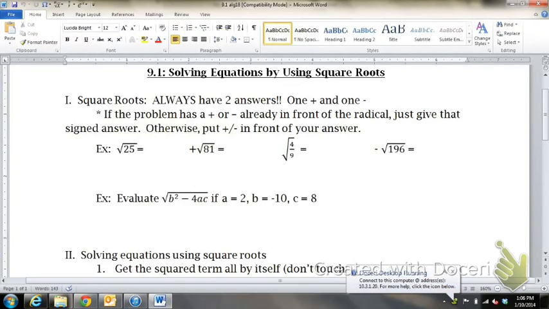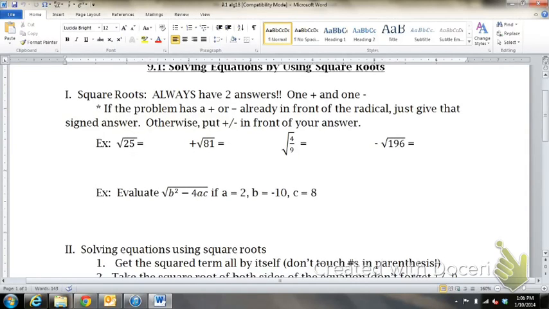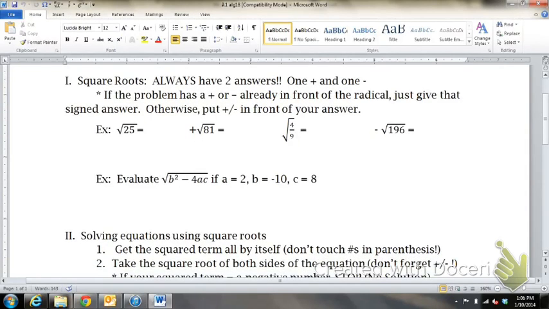In lesson 9.1, we're going to talk about square roots, and we're going to use square roots to solve equations. If you remember, a square root always has two answers: a positive answer and a negative answer. So when we're using square roots to solve equations, you have to be sure that you give two answers.